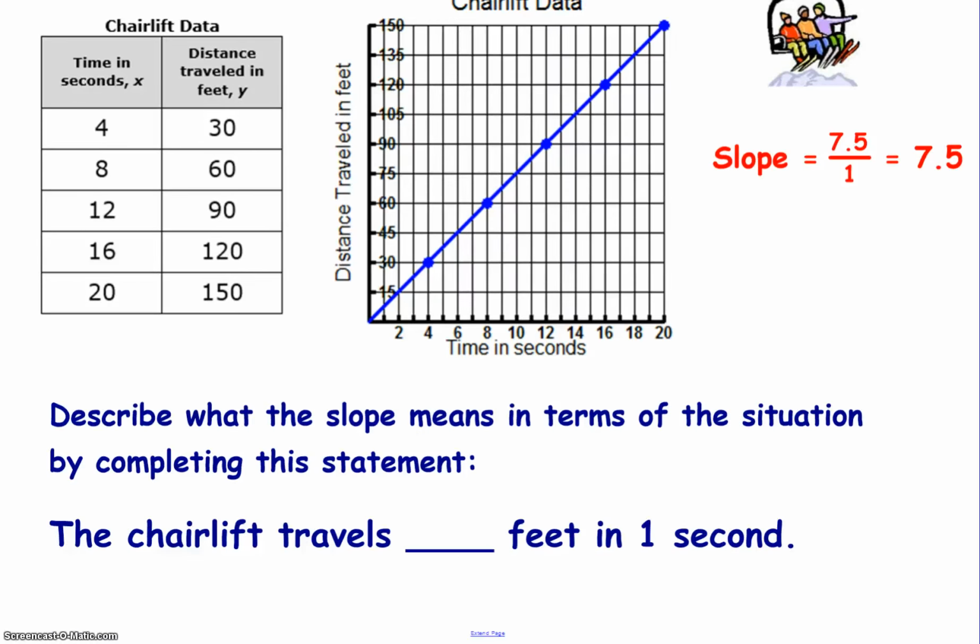So it says, describe what the slope means in terms of the situation by completing this statement. It says, the chairlift travels blank amount of feet in 1 second. Well, 7.5, 15 over 2, 7.5, they're all the same. It travels 7.5 feet per second. That is the end of the video.